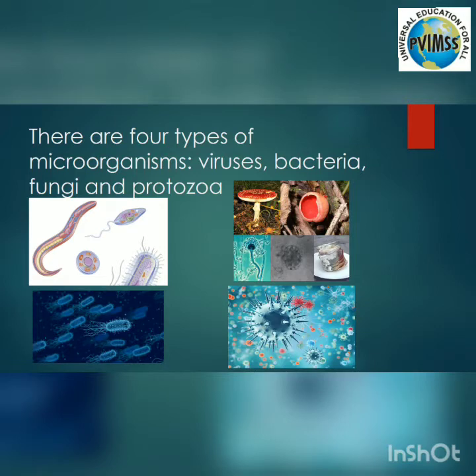Now we will discuss about fungi. Fungi are decomposers. They are mainly found on dead and decaying plants and animals. Fungi can be unicellular and some are also multicellular. Fungi can be microscopic and macroscopic. Macroscopic means we can see them with our naked eye. Fungi mainly cause skin diseases in human beings.